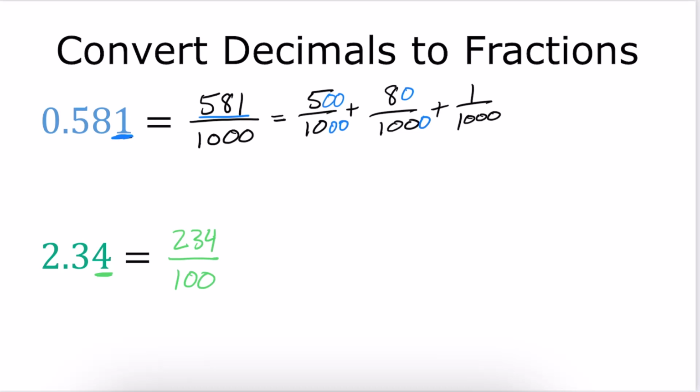And this one we could actually reduce because the top and the bottom are divisible by 2. So if we divide the bottom by 2, we get 50. If we divide the top by 2, we're going to get 117. 50, I think, can only be divided by 2 and 5. I think those are the only prime factors, which also makes sense because this was a terminating decimal. And 117 can't be divided by 2 or 5. So this is our fully reduced fraction there. Okay, so this is how you can convert terminating decimals into fractions.